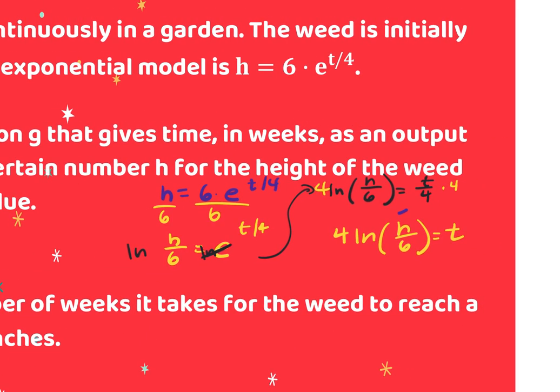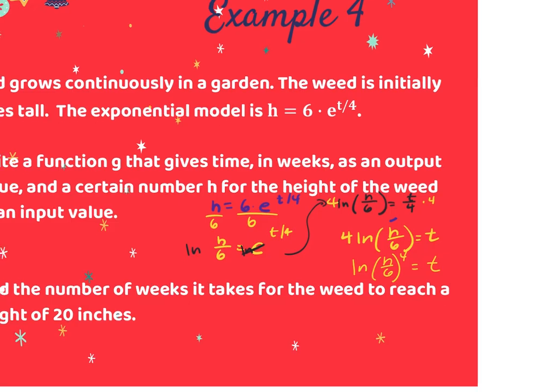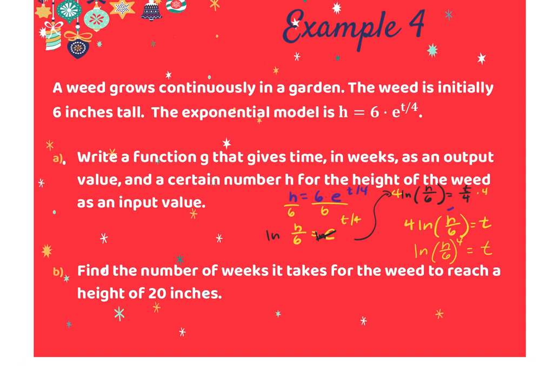What else could I do with the 4 on the front? You can also have moved it to the exponent. So if this is multiple choice and you didn't see that, but you saw ln of h over 6 to the 4th, that would be the same thing. They're both correct. Yep. All right, and then B says find the number of weeks it takes for the weed to reach a height of 20 inches.